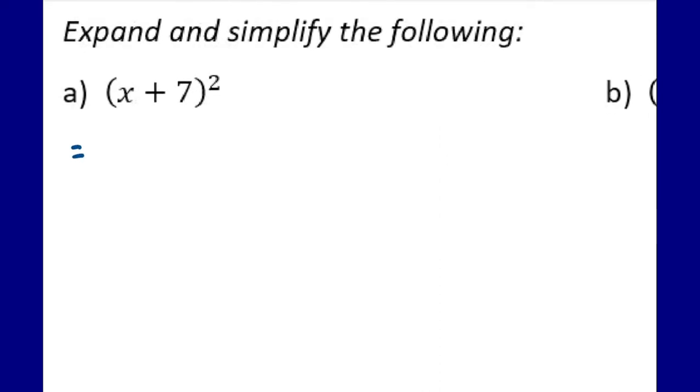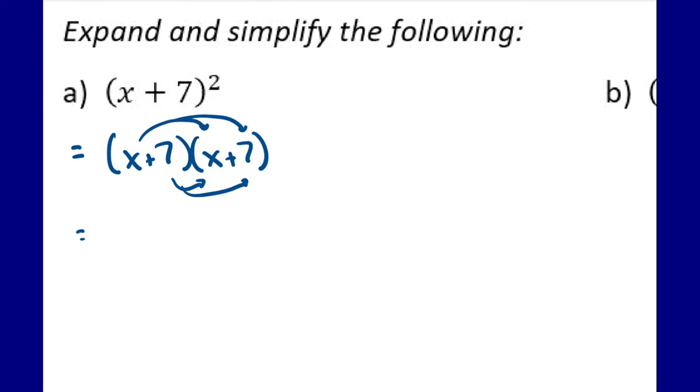We did do some work with exponents or squares when using the distributive property. X plus 7 in brackets squared just means x plus 7 times x plus 7. The entire bracket is squared. Now we can use our distributive property to multiply. X times x is x squared. X times 7 is 7x. 7 times x is 7x. And 7 times 7 is 49.